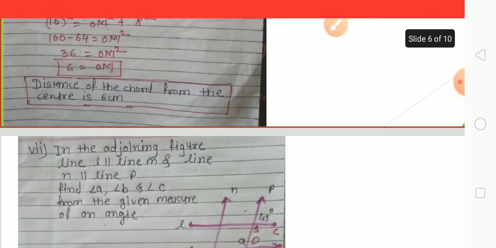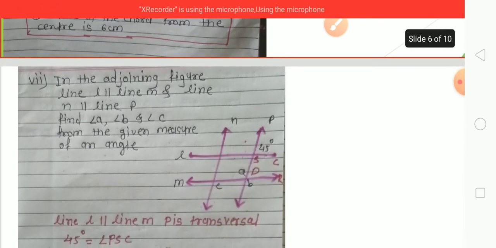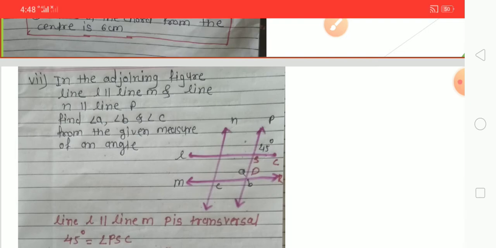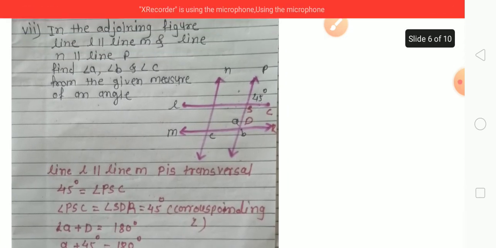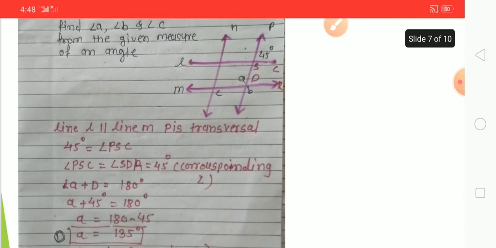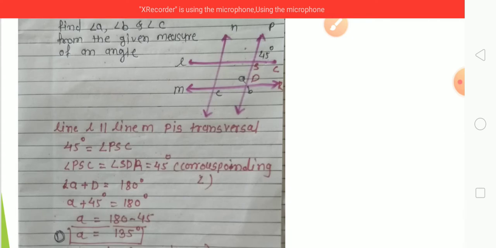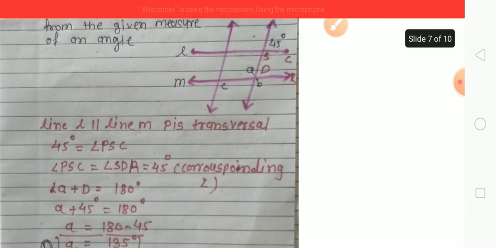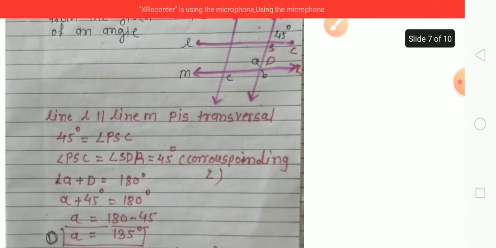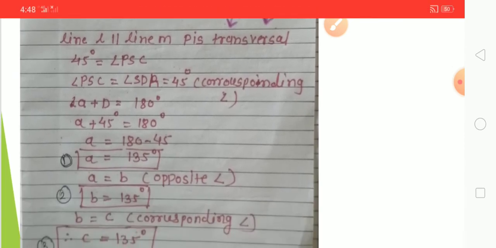The next, 7th question. In the adjoining figure, the line L is parallel to line M and the line N is parallel to line P. So find the angles A, B, C. Line L is parallel to line M, P is the transversal, 45 degree is equal to angle PSC. I give the name of that angle PSC, and SPA is equal to 45. That is a corresponding angle. Only one measurement is given there. Angle A plus D is equal to 180 degree. A plus 45 equals 180, 180 minus 45, there is 135.